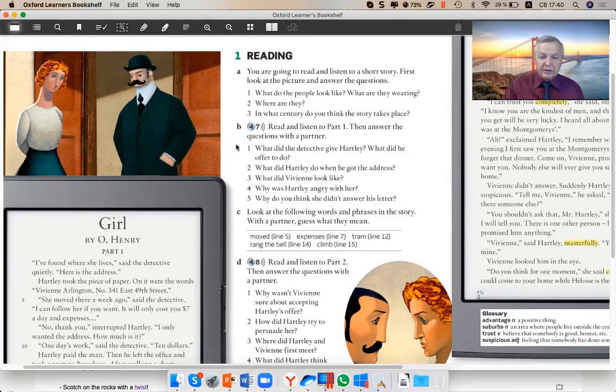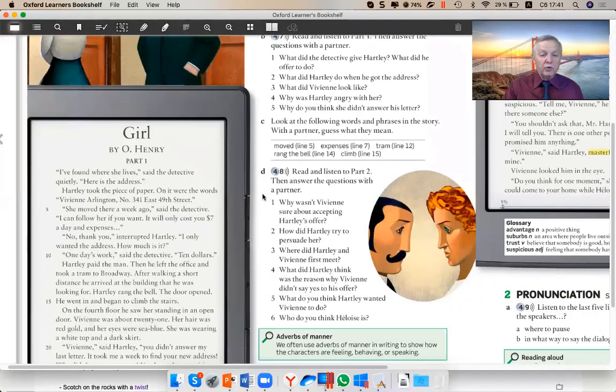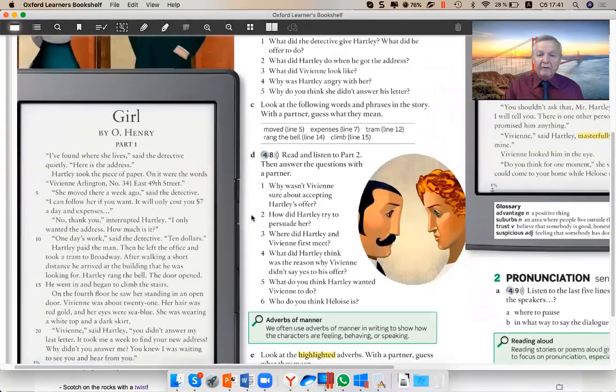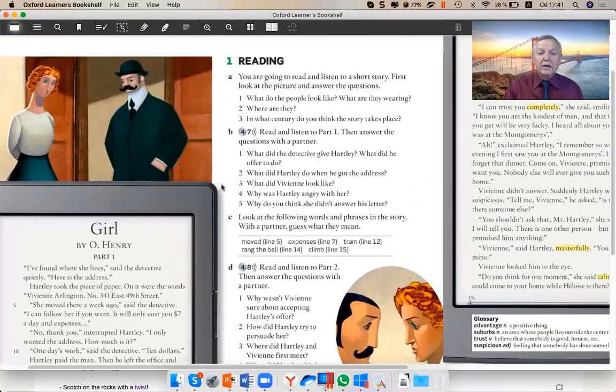Well, after doing this task, you are to read the text. After reading it, you are to listen, and you will listen to the whole text. Let's go to the audio.